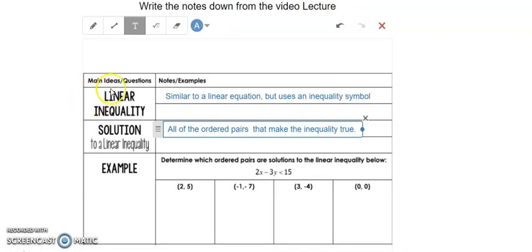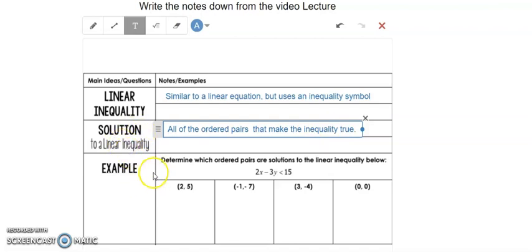So our main idea is that a linear inequality is similar to a linear equation but uses an inequality symbol. And then the solution to a linear inequality is that all of the ordered pairs that make the inequality true would be a solution to a linear inequality.